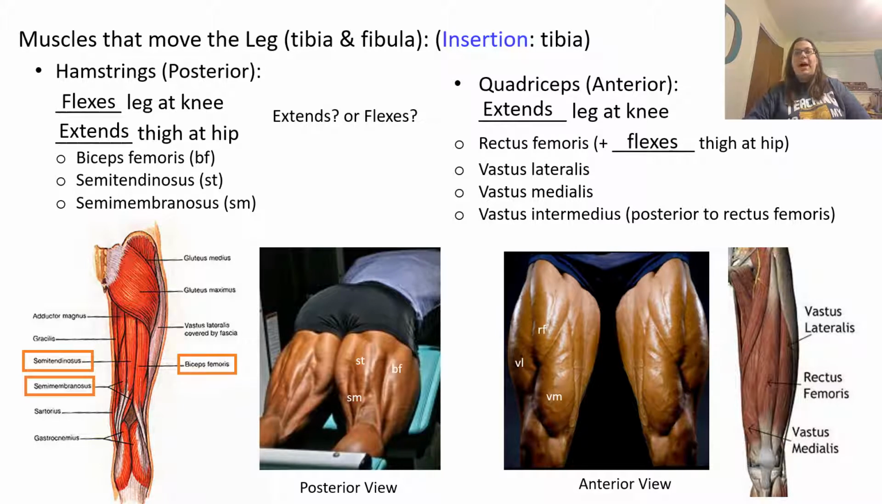Now, this is going to be behind the rectus femoris. So you can't actually see it in the picture here because those other muscles are covering it, but it is going to be between the vastus lateralis and the vastus medialis.